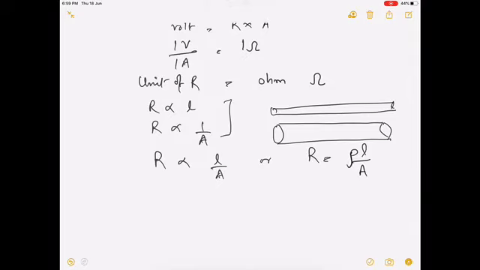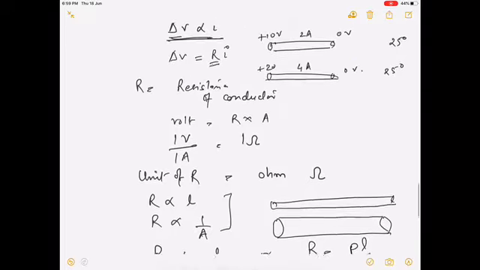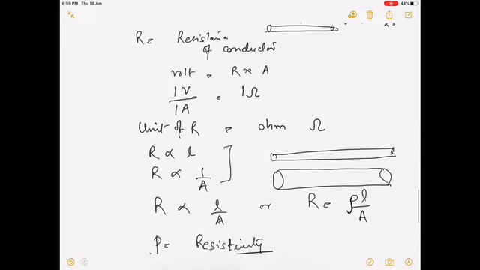So if we combine the two formulas, we get R is equal to L upon A, and constant of proportionality comes out to be rho. Rho is called resistivity. It depends upon the material, किस material का बना है. Okay, it is resistivity of the conductor. So R is equal to rho L upon A.